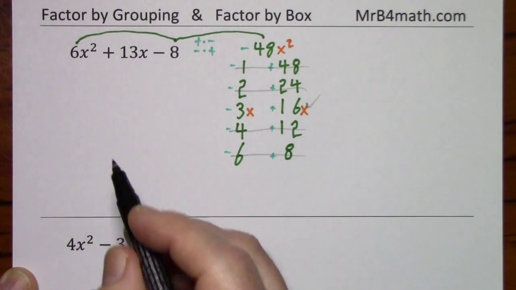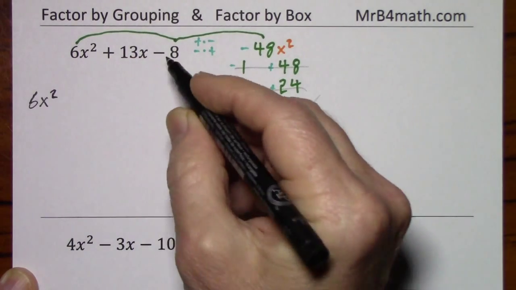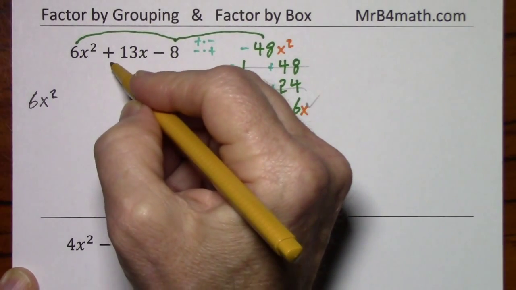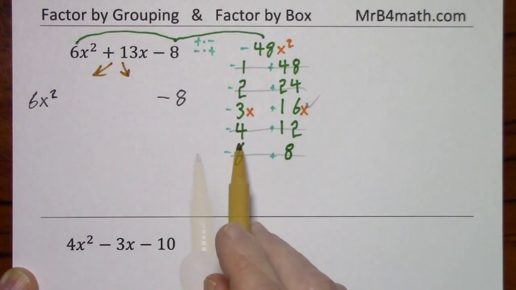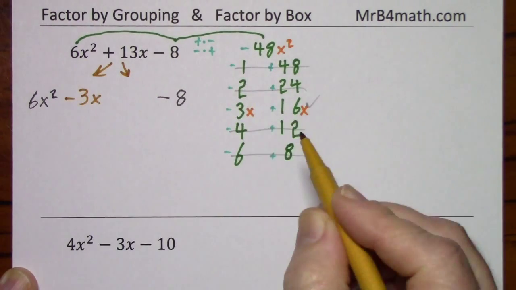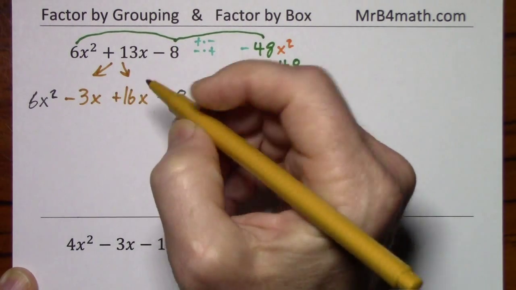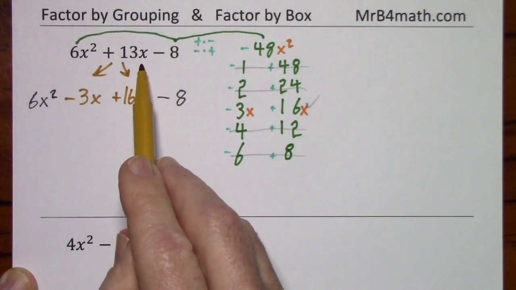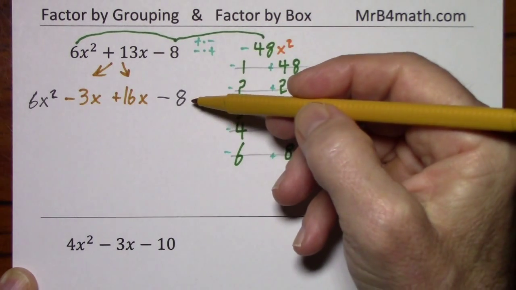When you use factor by grouping, you keep your first term, you keep the last term, and your middle term, positive 13x, gets rewritten, negative 3x and positive 16x. So if you see with these two terms, I've actually preserved the value of the original term and in fact the original polynomial. I've just made it look different.